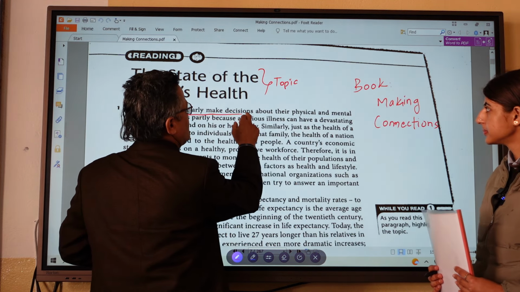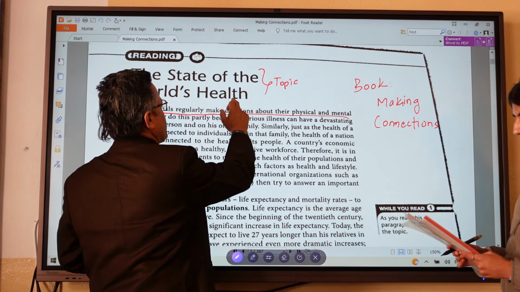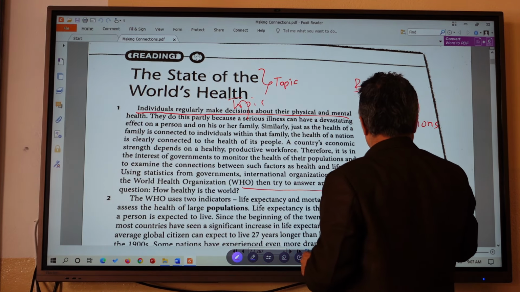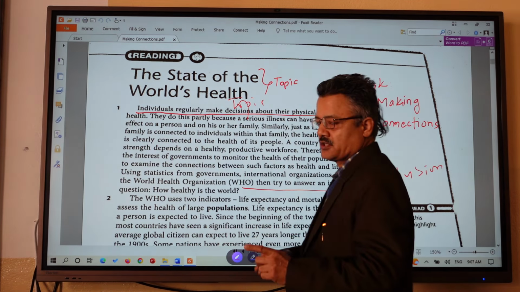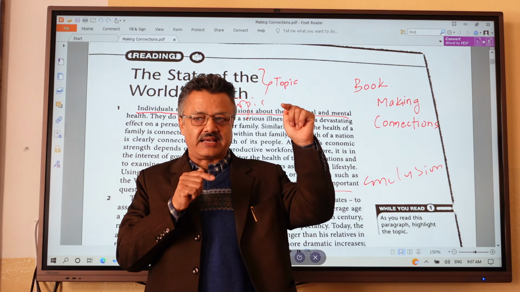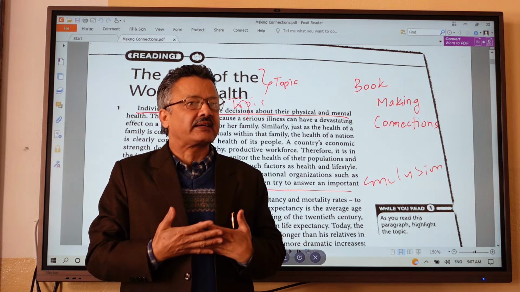For example, in the first line, there may be a topic sentence, right? Topic sentence in the beginning. And this topic sentence may be repeated at the end of the paragraph as a conclusion. So, topic sentence and conclusion are two parts of a paragraph. But making connection means topic sentence and the conclusion are connected. They are connected like that.